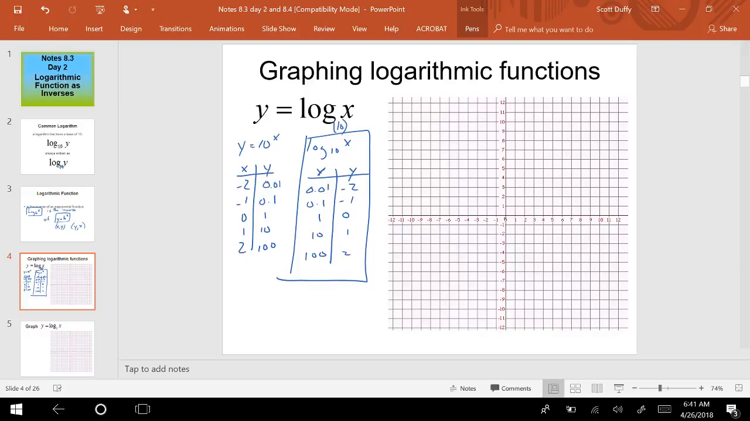So I say x is 0.01 and y is negative 2. So let's say the point would go right there. 0.1, negative 1, so it would be right maybe there. 1, 0, right there, a little bit easier to plot. And then 10, 1, and then 100, 2, that would be way off the graph, but what it would look like is this.